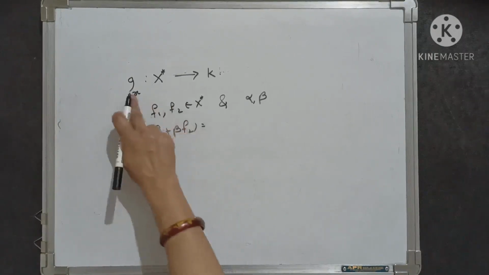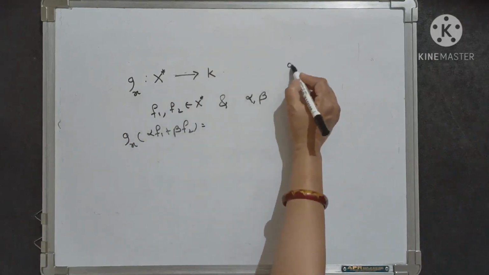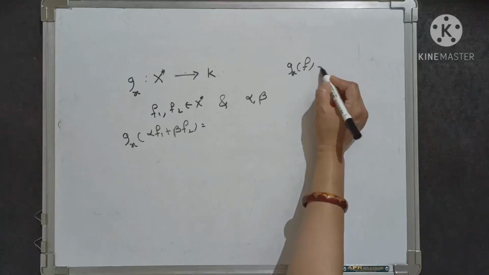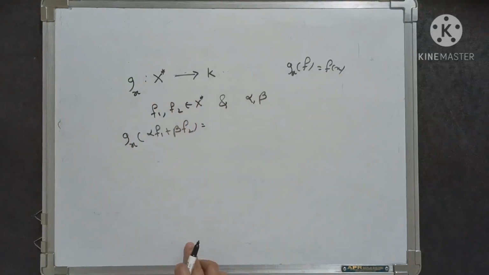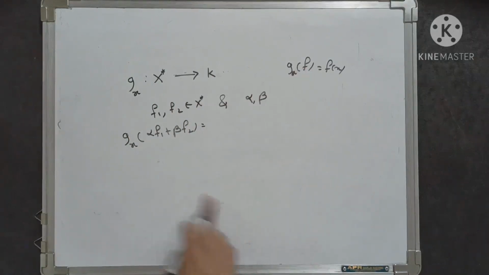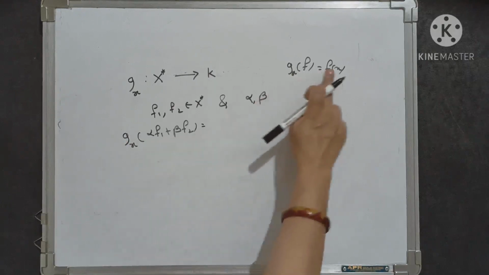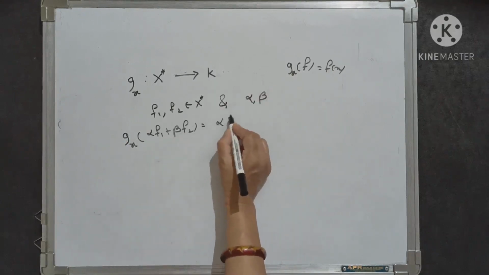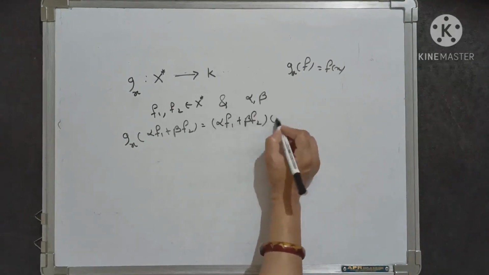This is equal to, by using this definition, here the definition of Gx is like this: Gx of f is equal to f of x, where f is any element of X star. Here the small x is fixed, the variable is f. Therefore Gx of alpha f1 plus beta f2, by using this definition, is equal to alpha f1 plus beta f2 of x.